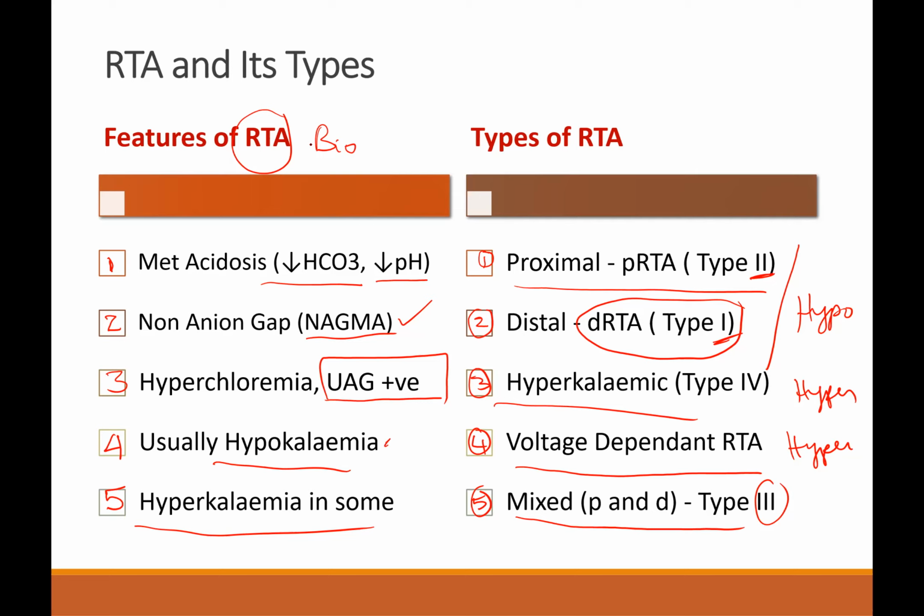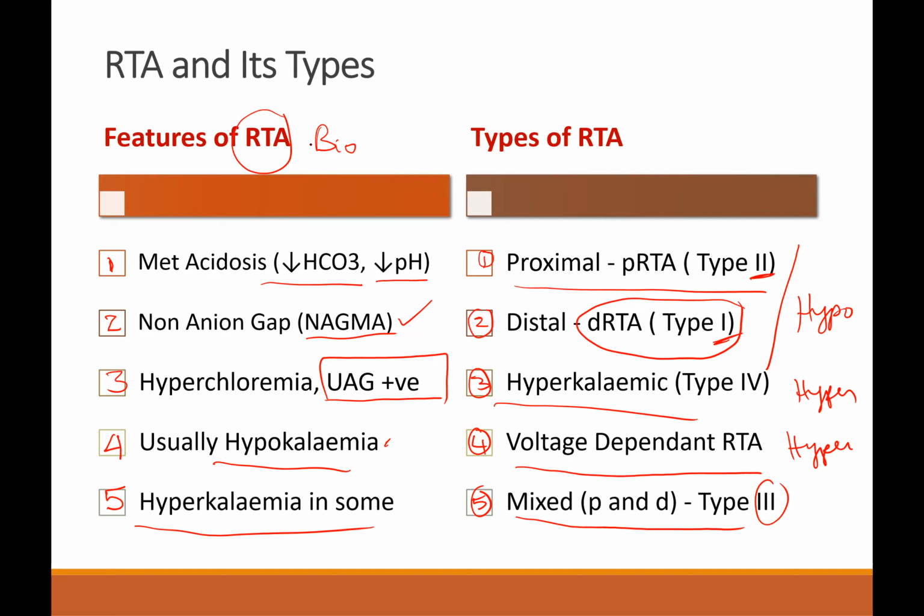Okay. What are the types of RTA? Proximal RTA, proximal tubular cell function is at fault. It is called type 2. Distal RTA, where distal tubular function is at fault, with various mechanisms there, is called type 1. Hyperkalemic is called type 4, and voltage dependent is also called type 4, voltage dependent RTA.